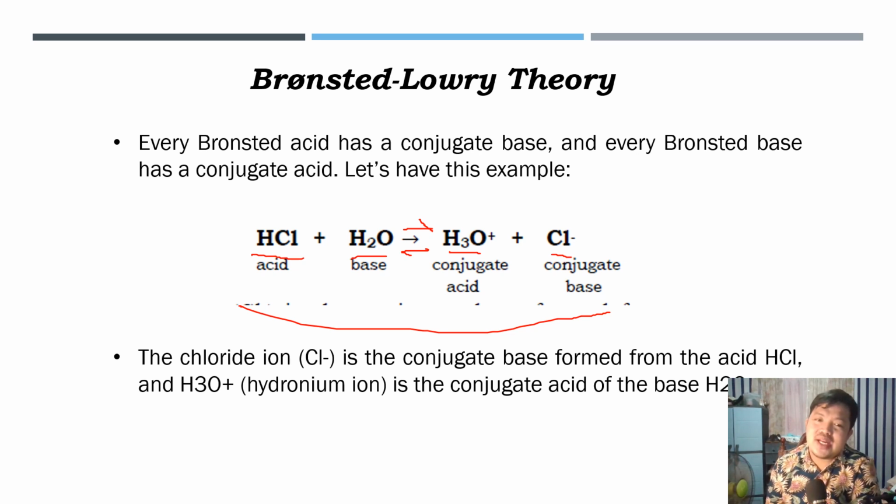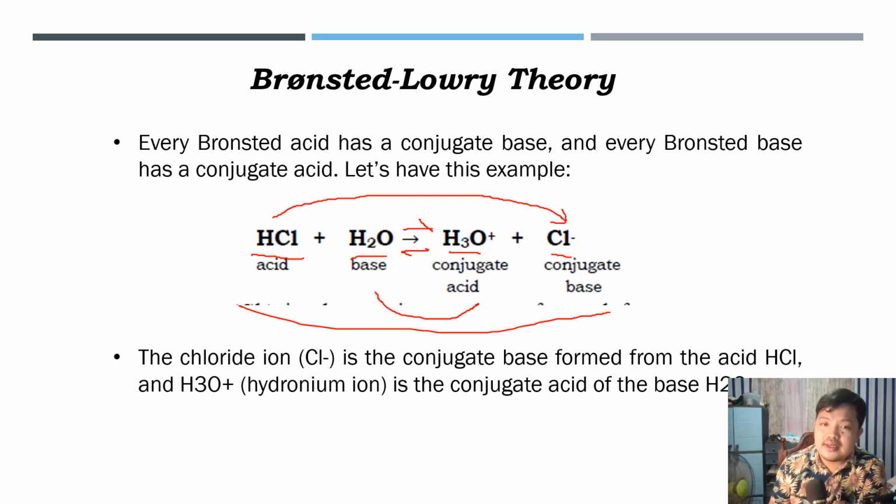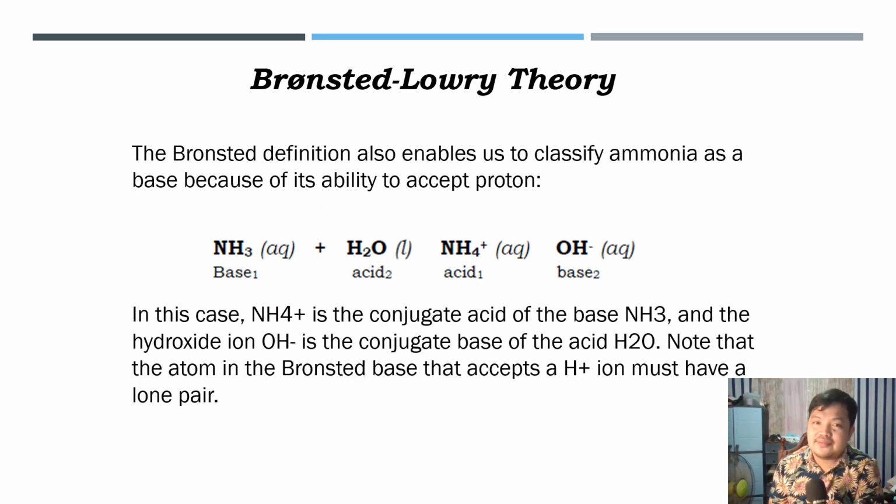Okay, according to this one, the chloride ion is the conjugate base. Eto, nakita nyo. The chloride ion is the conjugate base formed from the acid HCl. Galing sa HCl, naka-form lang ng chloride ion. And then, the hydronium ion, this one, is the conjugate acid of the base H2O. Ayan. Now, take note that water here acts as a base. So, paano kaya ito nalaman? Paano mo malalaman kung alin yung acid, base, alin yung conjugate acid, alin naman yung conjugate base? Sige, let's move on to the next slide.